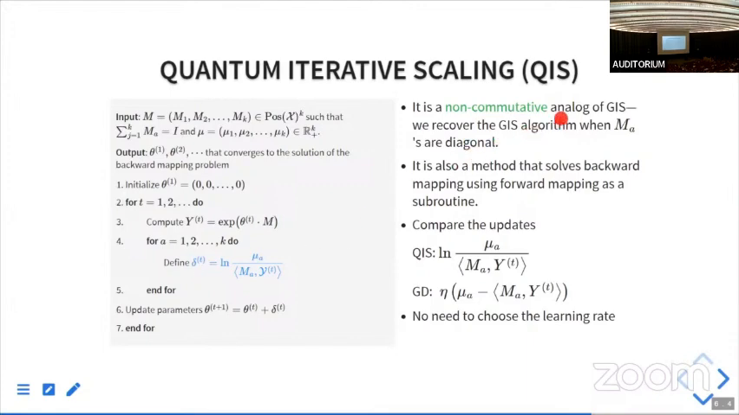So that's a non-commutative version of the GIS algorithm, which we didn't give, but you can easily come up with. When the matrices are all diagonal, you have exactly the GIS algorithm. This is also an example where you solve the backward problem by solving a forward problem, because this thing you want to compute is a forward computation. You can compare the gradient descent and the QRS. In gradient descent, the gradient is just the difference of the two values. If they mismatch, you know how to update them. But you need to choose a learning rate, and it's not clear how to choose that. In QRS, it's much simpler. You just take the logarithm of the ratio, so you don't have to choose a learning rate.